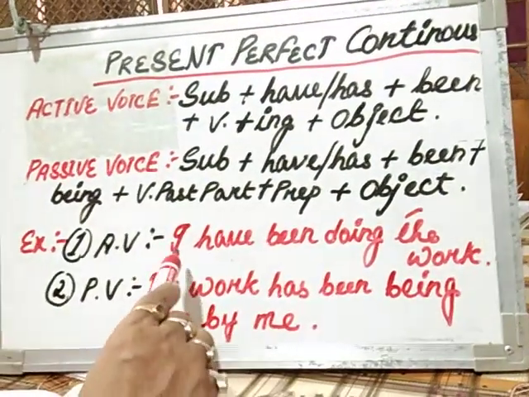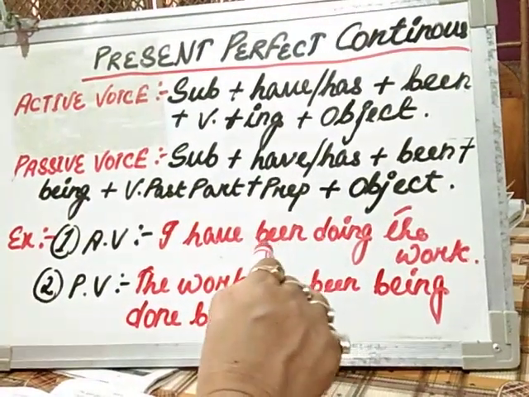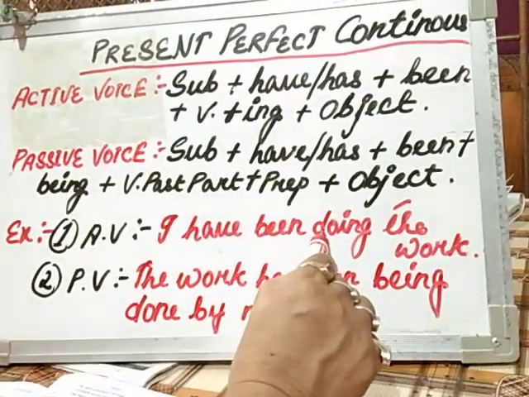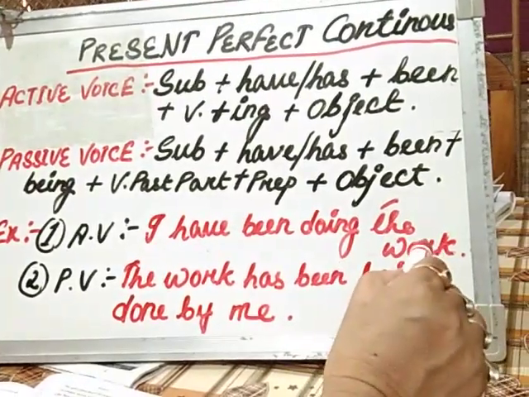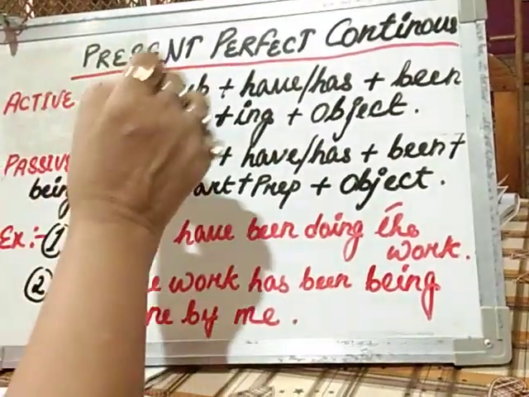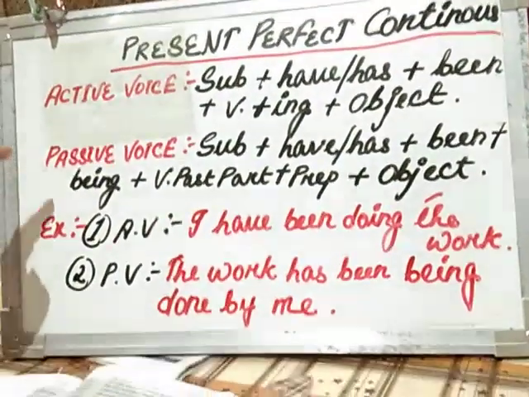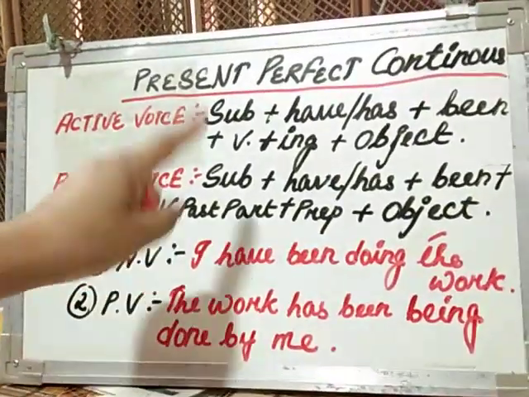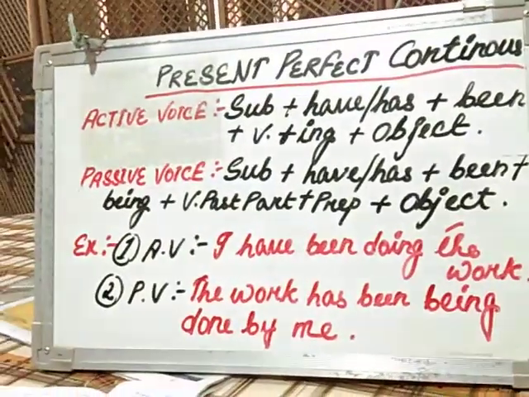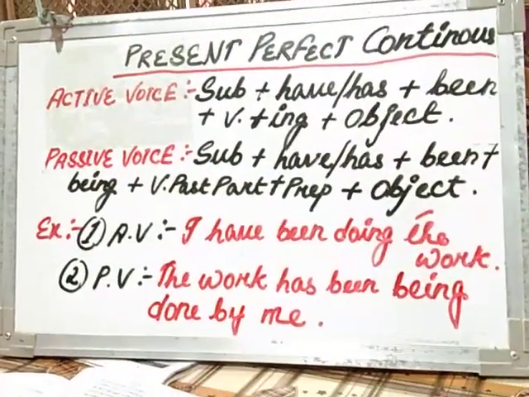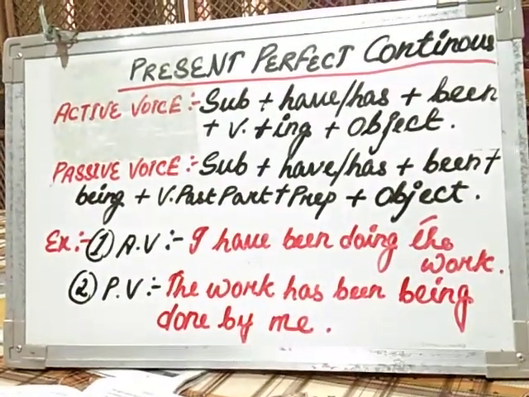So what you see, I have been is there, and do is the main verb. In the main verb we are adding ing, now doing the work. Now you get it? So you see, present perfect continuous tense, how to change from active to passive. In active voice, subject plus have or has plus been plus verb with ing plus object. Then we come to know, yes, it is in present perfect continuous tense.